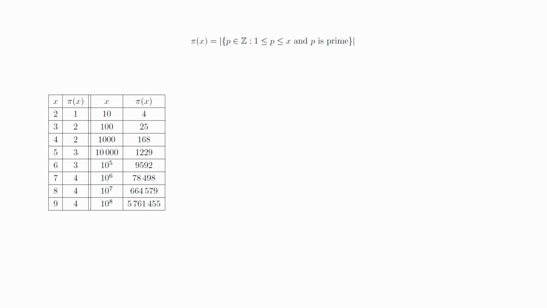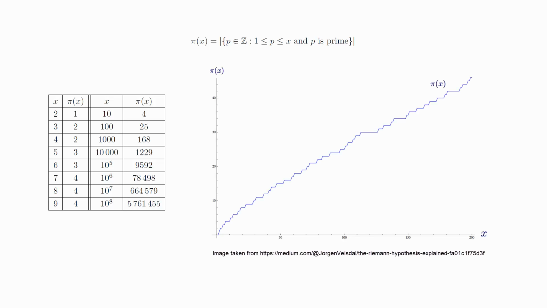We can see a few of the values that it takes in this chart. There are a couple simple observations about this function. First, it is a type of step function. It's constant except possibly at an integer, and it only jumps up if that integer is prime. When there's a jump, it only ever jumps by 1.